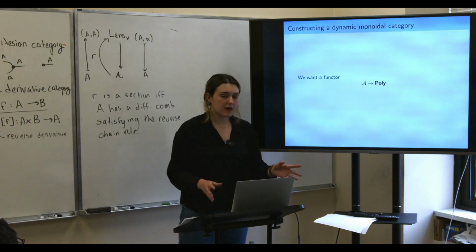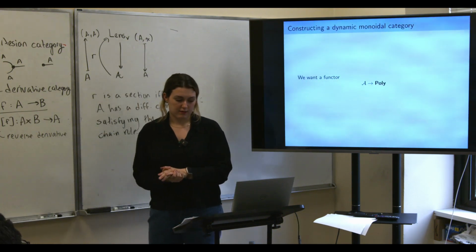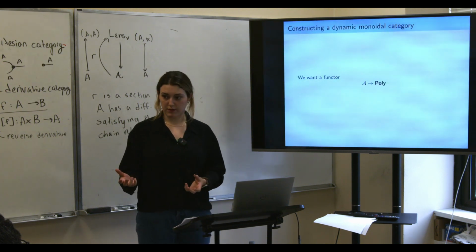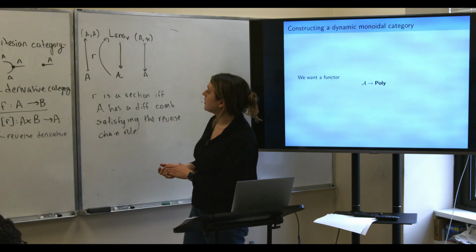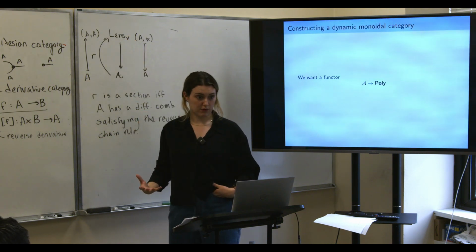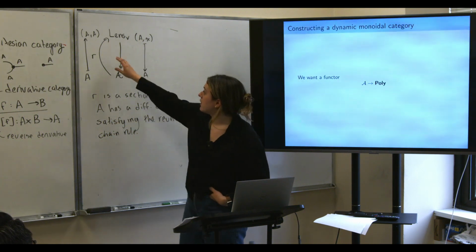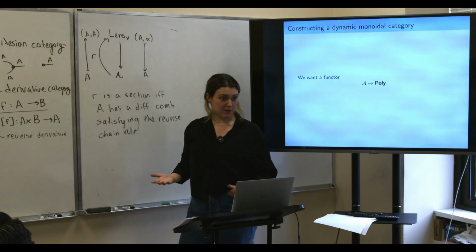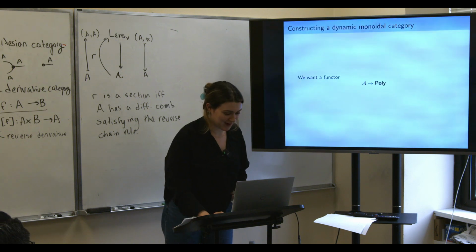So if we think back to when we talked about dynamic monoidal categories, we want some way of taking an object A and getting a polynomial that's associated with it. So we want a functor from A to poly. So right now, we have a functor R from A to lens V if we assume that A has a reverse chain rule structure. And so now we're going to construct a functor from lens V to poly. And then we'll compose them. We'll be very happy, or we'll be moderately happy.